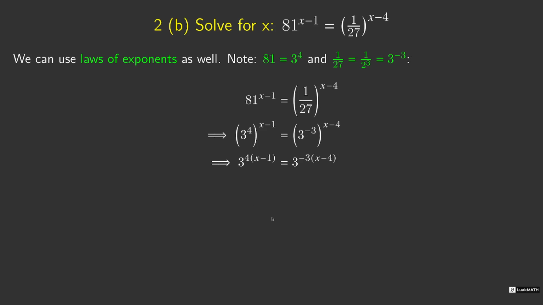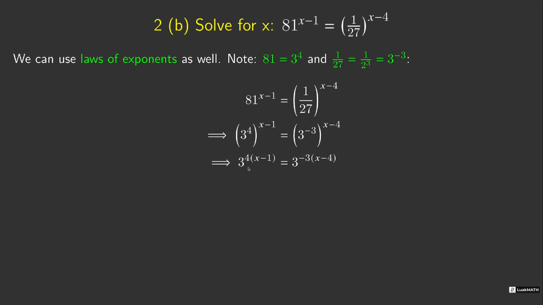And then now we use the power of powers rule. That's one of the rules of laws of exponents. So if you have some number raised to some power and then raised to another power, all you have to do is just multiply the exponents. That's what I do here. So it becomes 4 times x minus 1. Similarly, on the right hand side, I just multiply the minus 3 with the power x minus 4 right here.